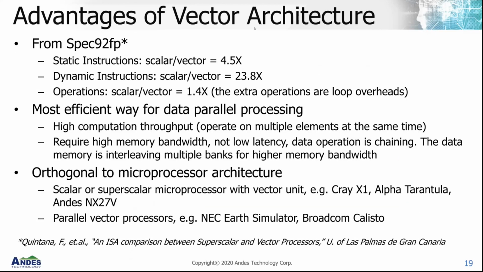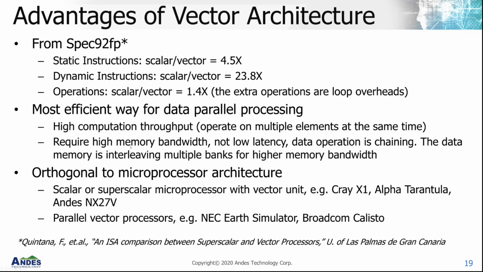So the advantage of vector architecture is that, if you look at the static instructions for the typical SPEC92 FP, scalar versus vector is 4.5x in terms of static instructions. The code density is much better for the vector processor, and even if both of them have a single loop, the vector processor still executes at a much faster rate. In terms of dynamic instructions, you have almost 24 times the number of dynamic instructions for scalar, because the loop overhead is also less.